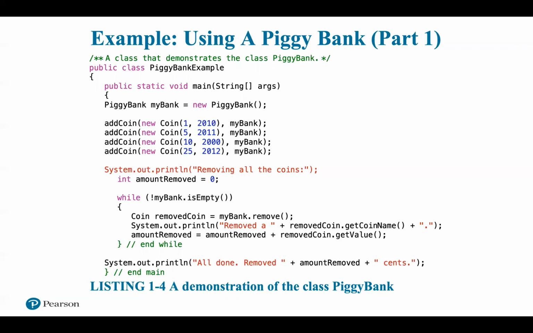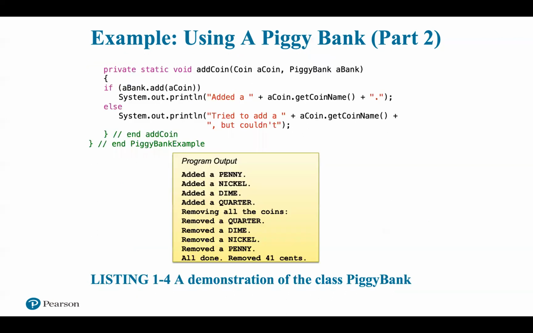Notice that in addition to the main method, the program defines other methods, addCoin. Since main is static and calls addCoin, it must be static as well. The method addCoin accepts as arguments a coin object and a piggy bank object. The method then adds the coin to the bank. And so just some more of the listing, and you can look over that at your leisure. And then we also show the program output.